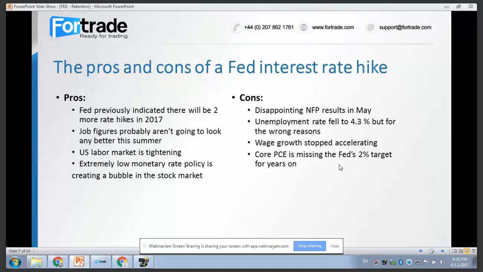Jobs figures are probably not going to look any better this summer. This is something that we have discussed for so many months. Over the last 2 or 3 years, the NFP has usually been around 200,000 a month, sometimes even more than 200,000 per month. And usually within the summer working season, a lot of seasonal jobs are created in the labor market, so the summer months usually give better and better figures. But in the last 2 or 3 years, the average monthly addition of new jobs was around 200,000.